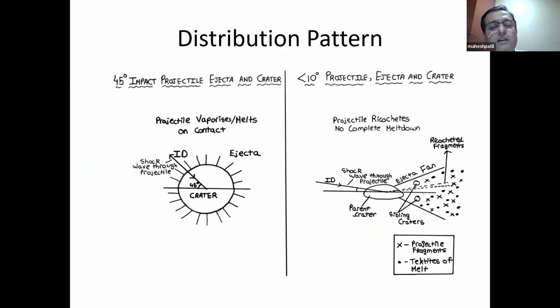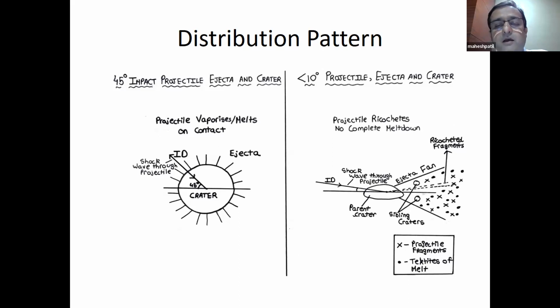So in case of a 45-degree impact, as I told you, most of the ejecta will be circular and the crater will be more or less in the center. But in case of a highly oblique impact, ejecta will be more or less within a narrow fan, distributed in the direction of impact. So wherever the projectile is coming from, in the same direction ejecta will be thrown out.